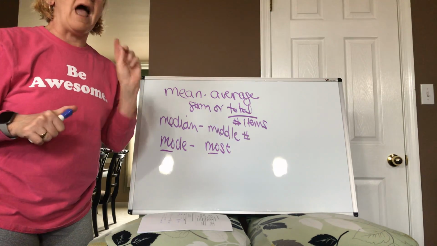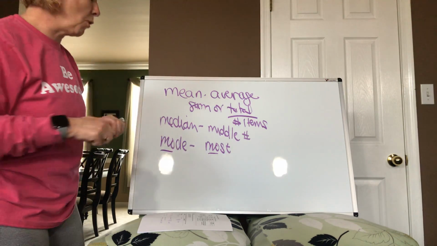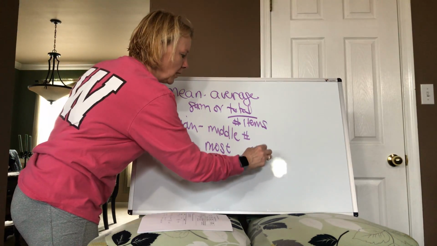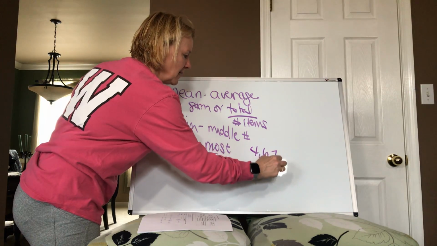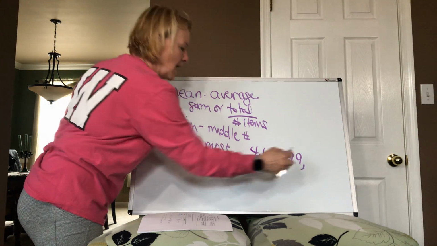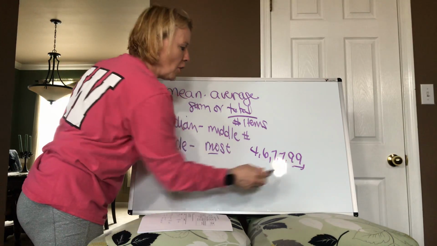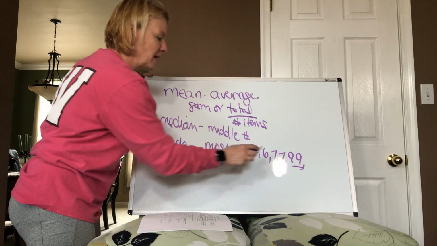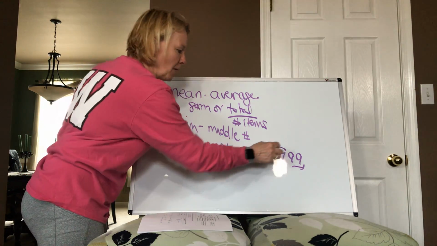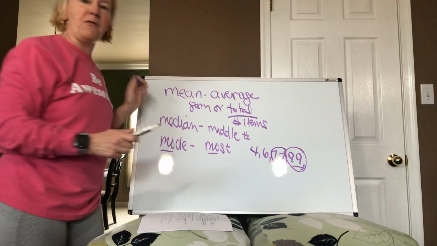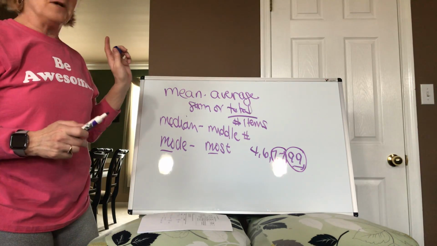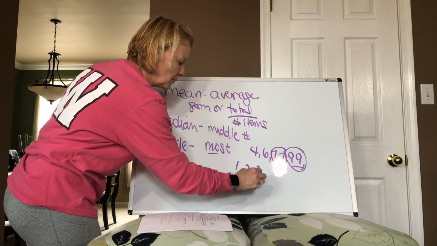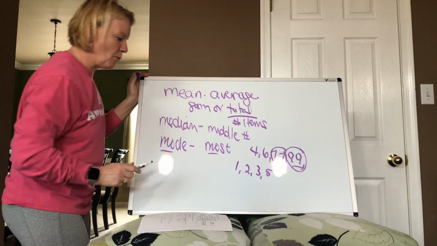Now, here's the rule with mode. If every number only appears once, there will be no mode. But if you've got a set like this, 4, 6, 7, 7, 9, 9, this is what we call bimodal. 7 is the mode and 9 is the mode. So you can have more than one mode. These both appear twice, so they both appear the most. So the mode would be 7 and 9. If they all appear one time, 1, 2, 3, 5, that's no mode.